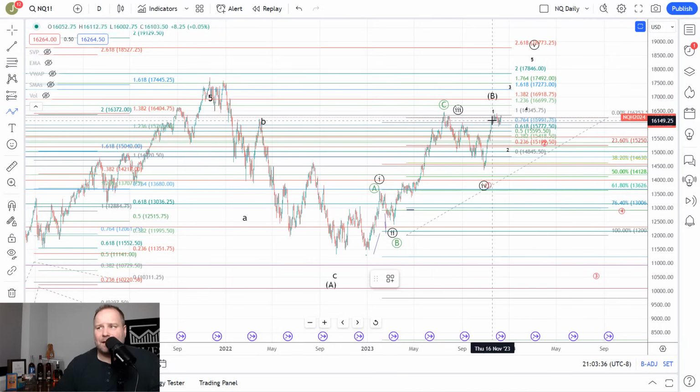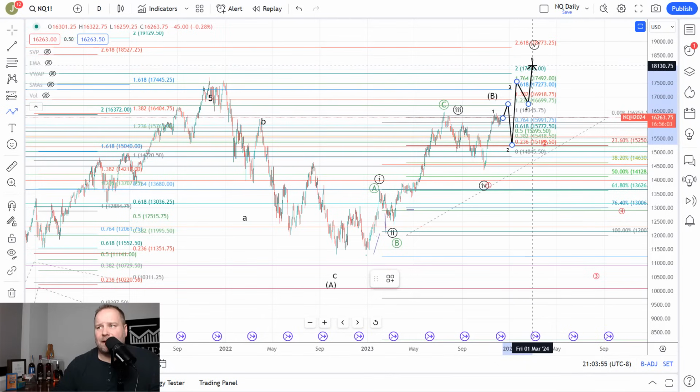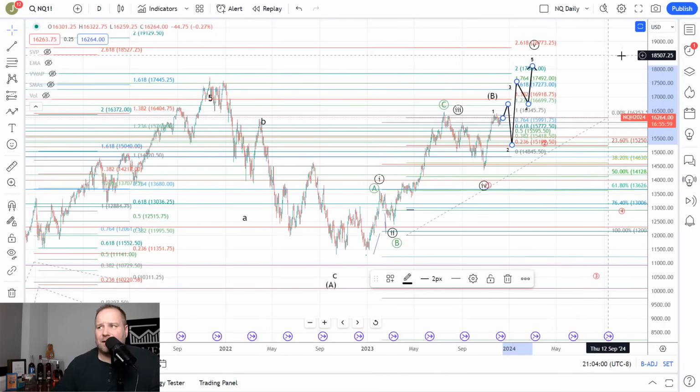If they can push over that 16,300 area and sustain a move, we would look for 16,500 or so to the upside to make a new high, and then a turnover from there in wave 2, because remember the NASDAQ was much more bullish in the sense that it was impulsive than the ES was. And then we would be looking for a wave 3, 4, and 5 higher up toward about the 18,000 to 18,500 area or so to complete this last move up. And then we'd look for turnover from there.